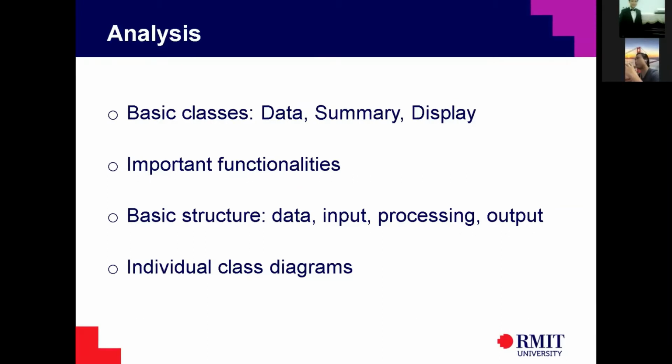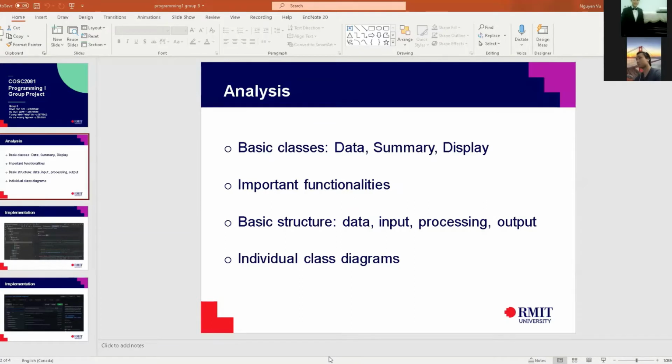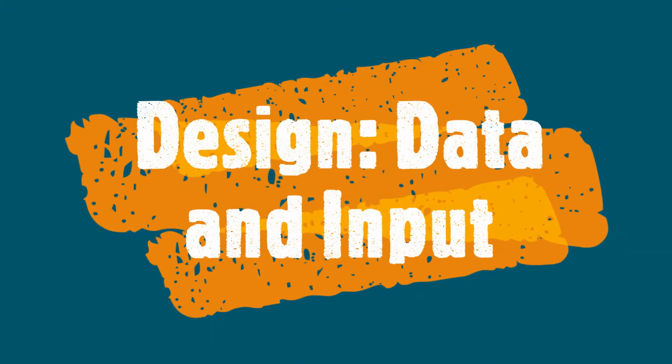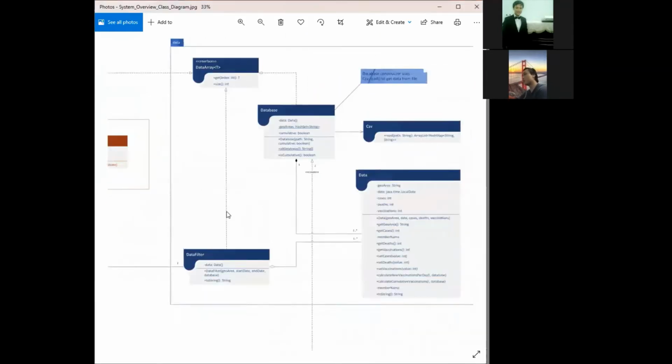So next part will be about the design of our class diagram. And I will be talking about the data section as well as the input. Right, so now I will be going to the design of the class diagram, specifically the data and input parts. As you can see, this is an overview of the entire class diagram, 4 parts, color-coded. So now let's zoom in into the data part.